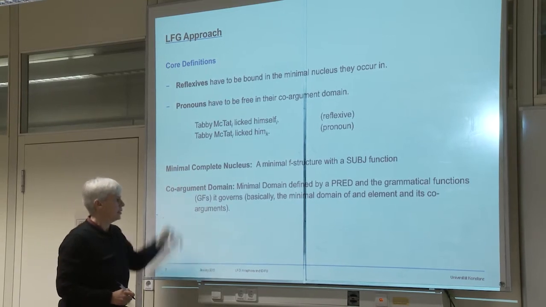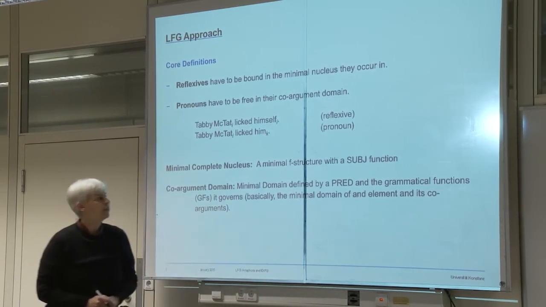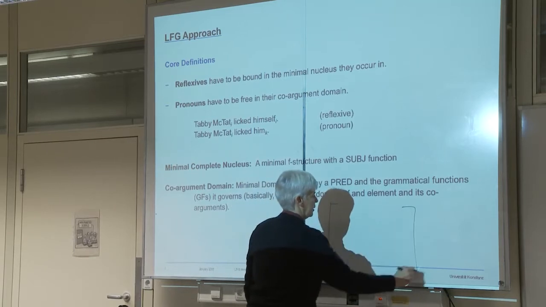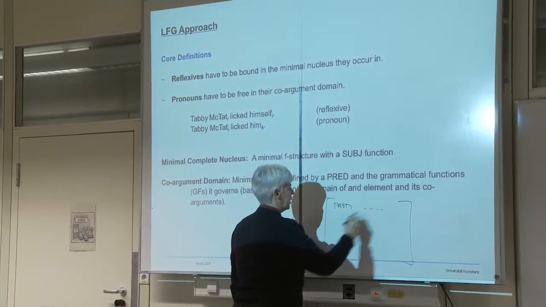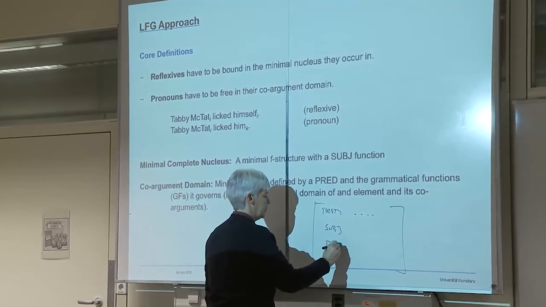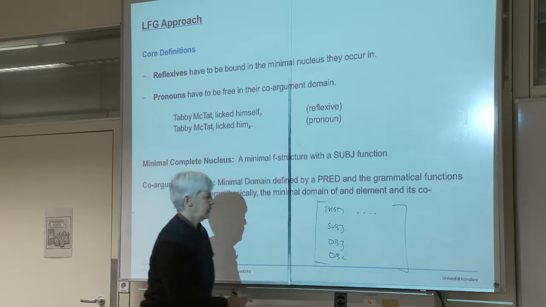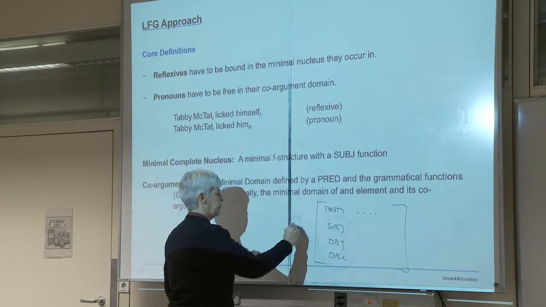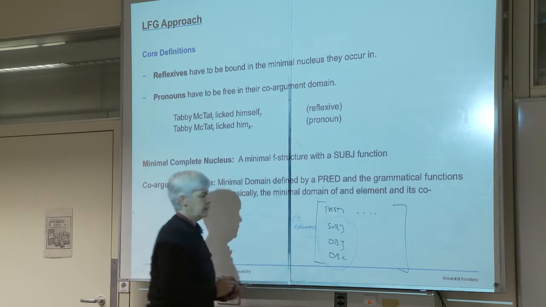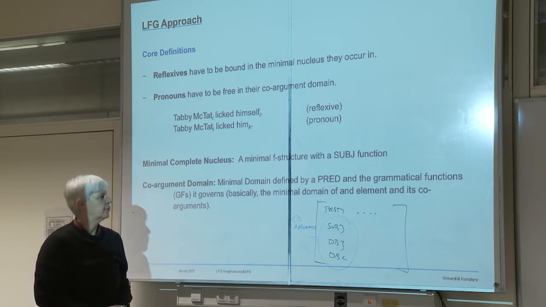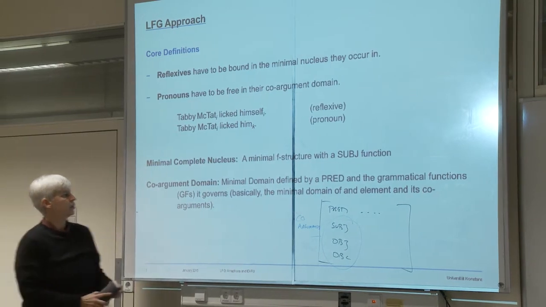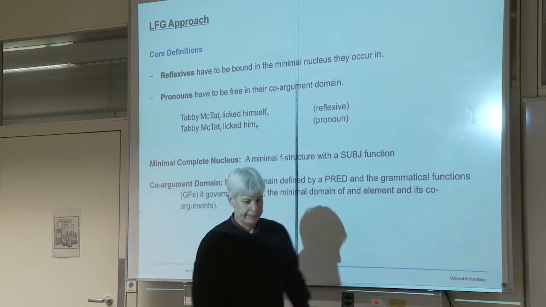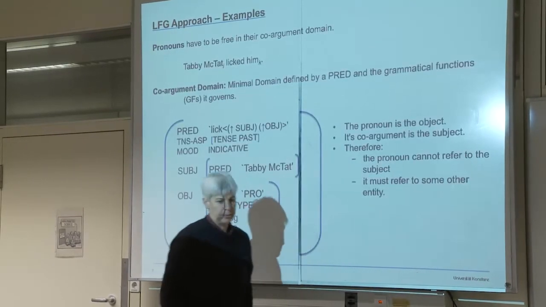We're going to talk about the co-argument domain. That is the minimal domain defined by a pred and the grammatical functions it governs. Basically, this one is fairly easy. If you have some pred and it has some arguments, subject, object, oblique. Okay, these are all co-arguments. They're all at the same level. Okay, so that's what's going to be relevant for pronouns, and I'm going to give you examples over and over again. So these two are that. Now let's look at some examples.